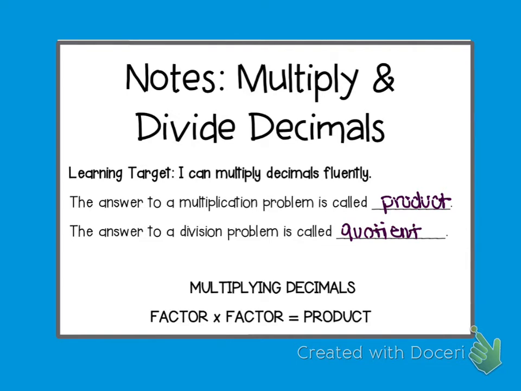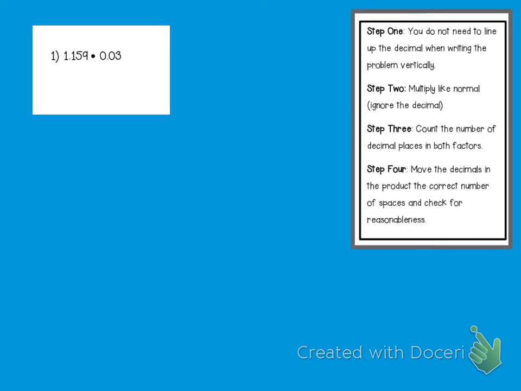Okay, so we are going to multiply decimals first. And when we multiply decimals, we're going to take one factor, multiply it by the other factor, and it results in your product. So looking at number 1, if you notice over here, we have all of our steps to multiply. Step 1, you do not need to line up the decimals. When writing the problem vertically, we're going to actually right align it. Step 2, multiply like normal, ignoring the decimals.